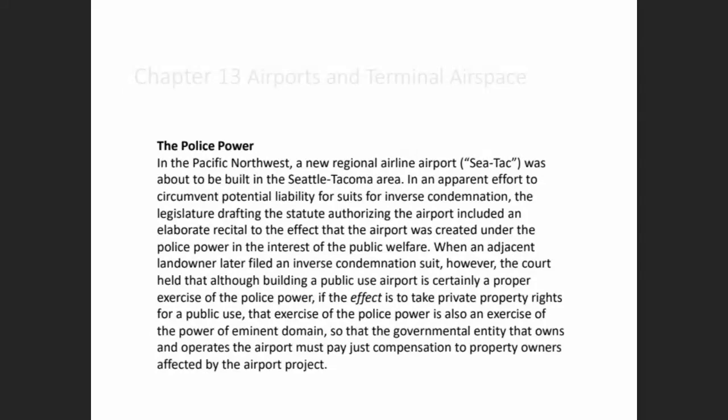When an adjacent owner later filed an inverse condemnation suit, however, the court held that although building a public use airport is certainly a proper exercise of police power, if the effort is to take private property rights for public use, that exercise of police power is also an exercise of the power of eminent domain. So the governmental entity that owns and operates the airport must pay just compensation to property owners affected by airport projects.